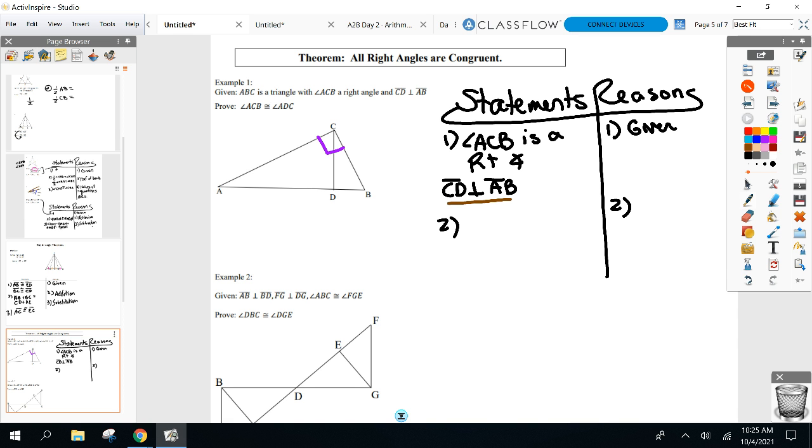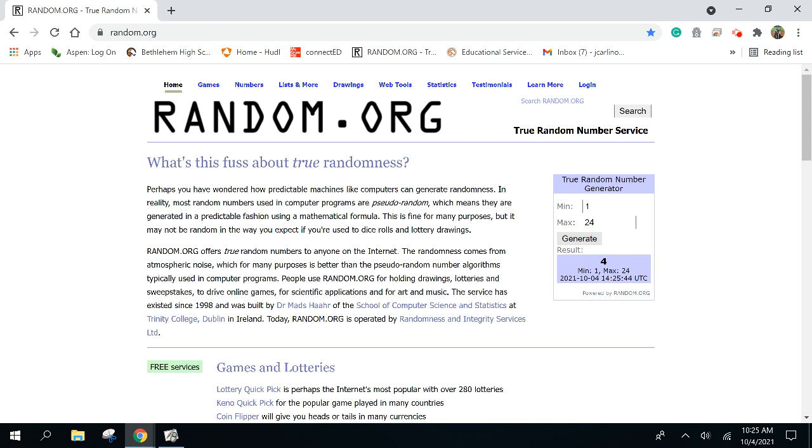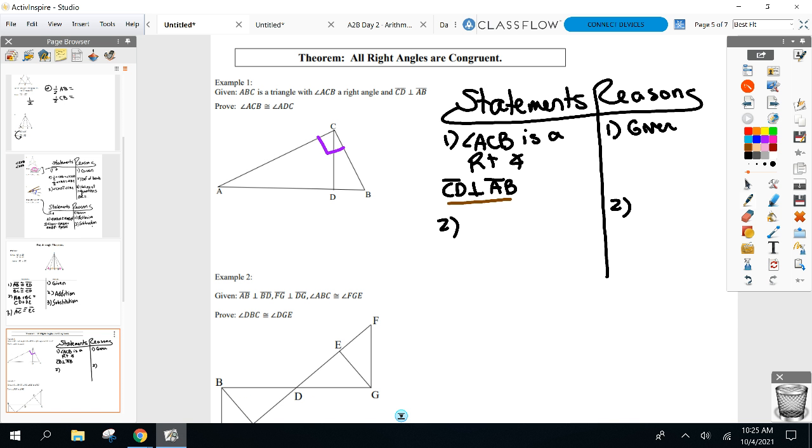A lot of you guys had right angles in the correct spots there. Where should I have right angles if CD and AB are perpendicular? I know lines that are perpendicular form right angles. Where should you have right angle symbols? Name the angles where CD and AB meet. Where should I have more right angle symbols?